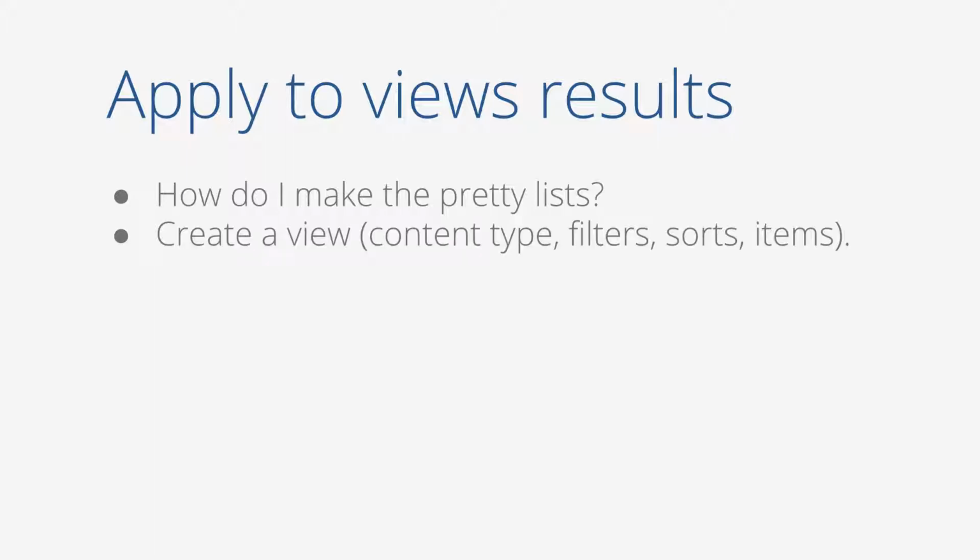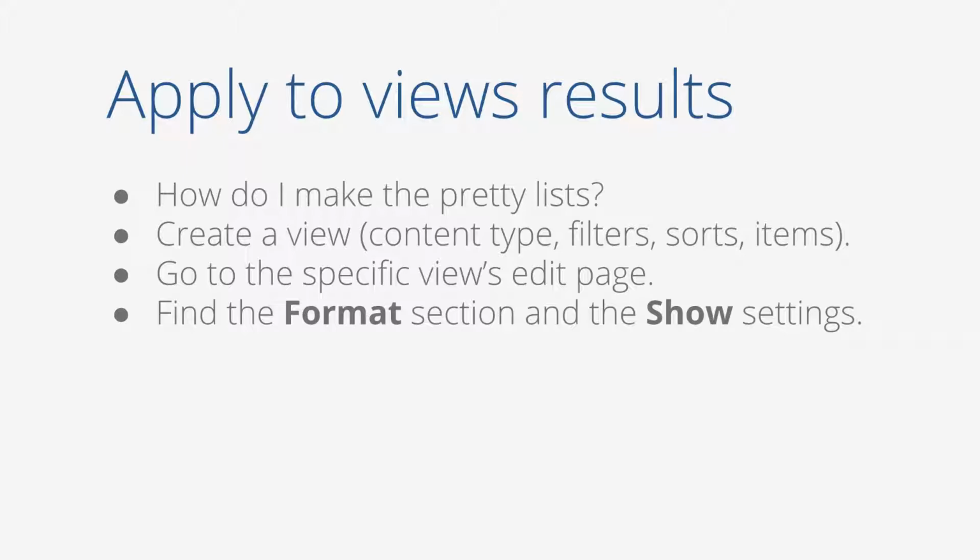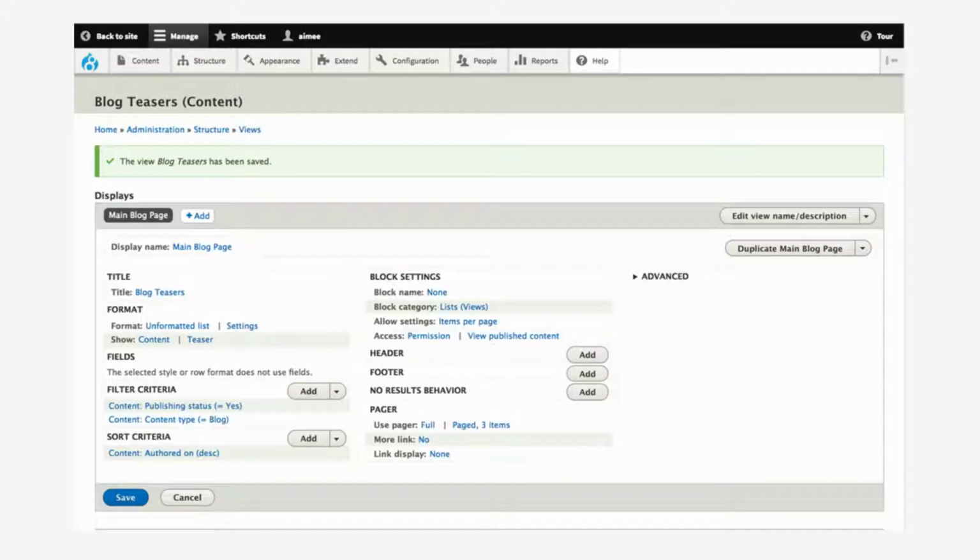What you can do is also apply view modes to views results. And so how do I make the pretty lists? You can first create a view, and let's just assume that you're choosing a view of content types. You have some filters and sorts and items. And you go to this specific views edit page, right? So we're going to go edit a view, and we're going to find the format section and show settings. And we're going to choose the view mode.